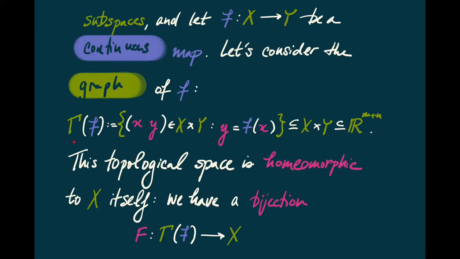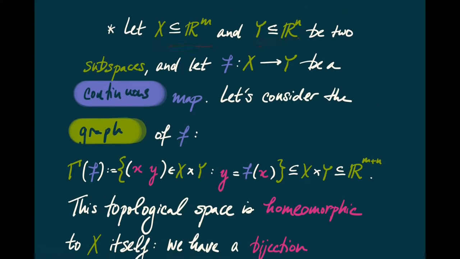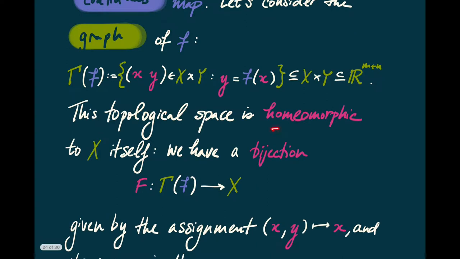When you think about graphing a function in grade school, you're literally drawing a picture of this subspace of X cross Y. Normally, x and y, in grade school at least, are subsets of R itself. But this subspace makes perfect sense regardless. So this sits inside X cross Y, but of course X cross Y sits inside R^(m+n), because X sat inside R^m and Y sat inside R^n. And so this is now a subset of Euclidean space, and so I'll regard it as a subspace of Euclidean space by remembering my notion of closeness. But surprise, this topological space is actually homeomorphic to X itself.